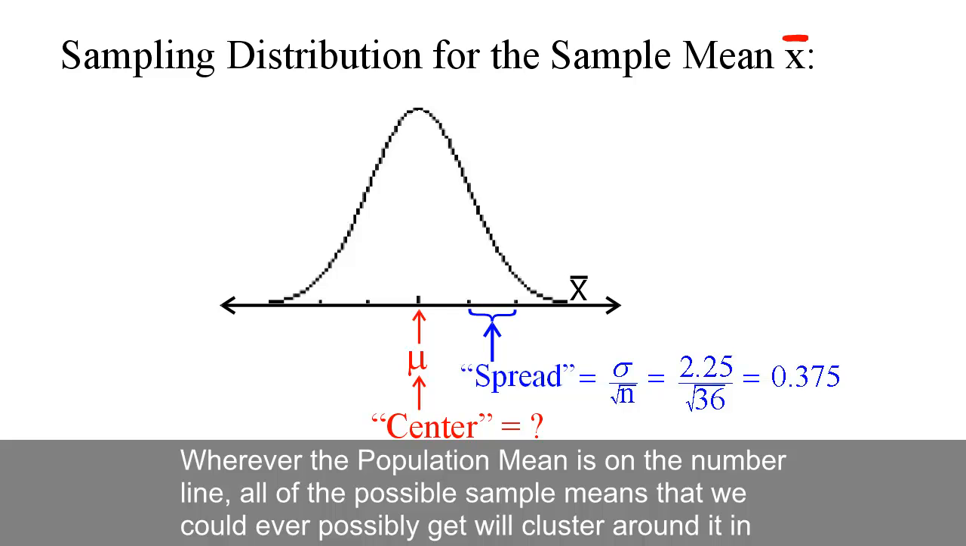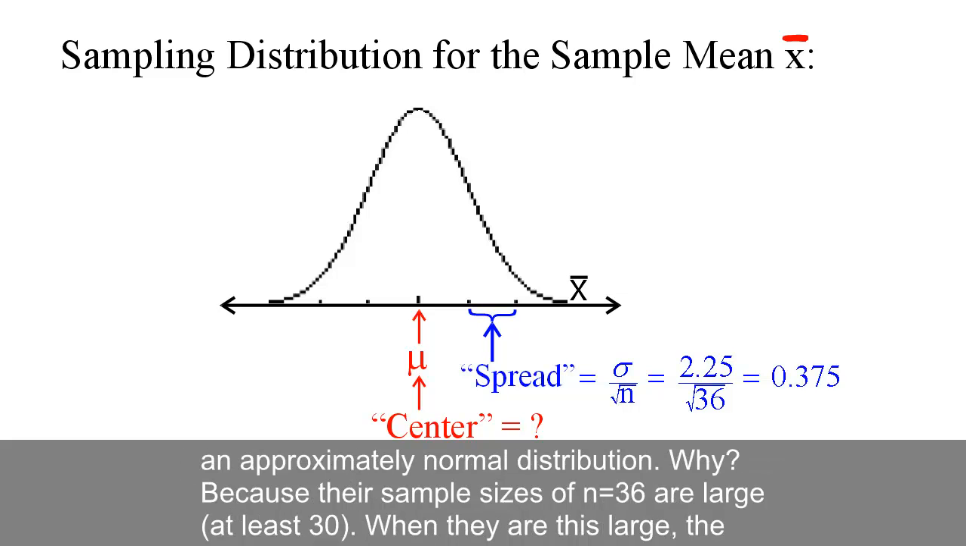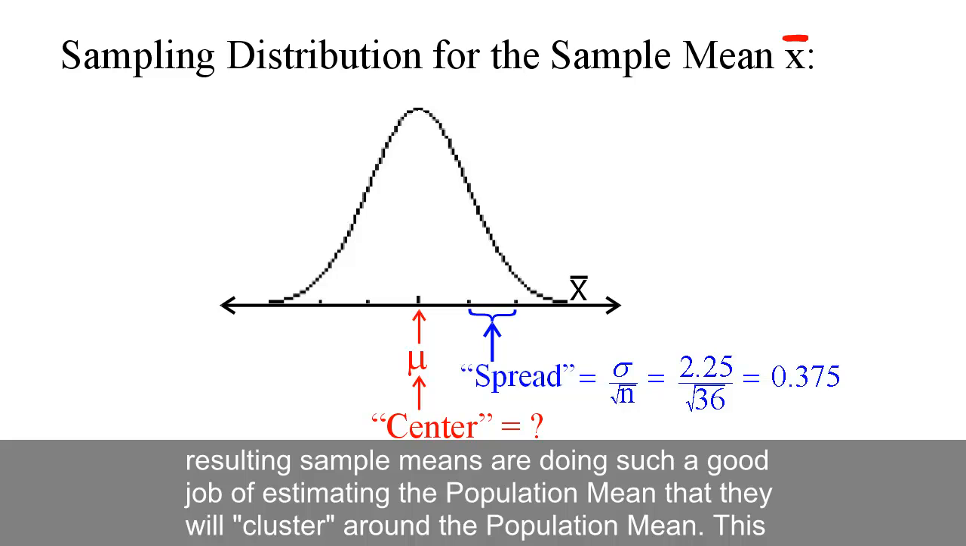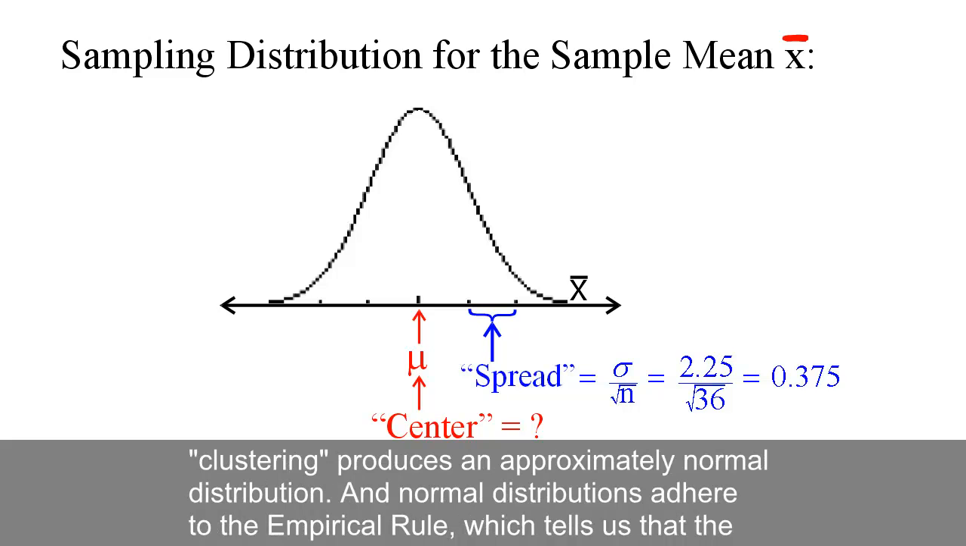Wherever the population mean is on the number line, all of the possible sample means that we could ever possibly get will cluster around it in an approximately normal distribution. Why? Because their sample sizes of 36 are large, at least 30. When they are this large, the resulting sample means are doing such a good job of estimating the population mean that they will cluster around the population mean. This clustering produces an approximately normal distribution.